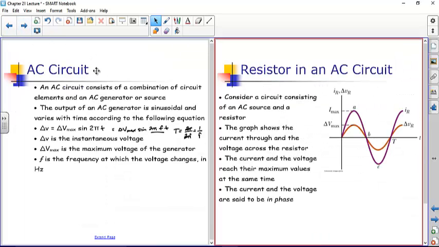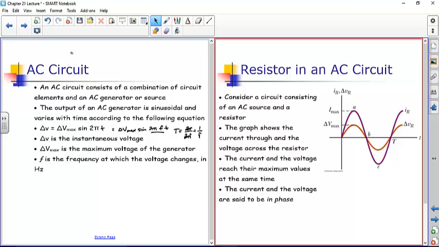Now, what we're going to do is look at each one of the circuit elements individually and see how they react to a sinusoidal input voltage. For a DC circuit, we used Ohm's law, and we do the same thing for an AC circuit.